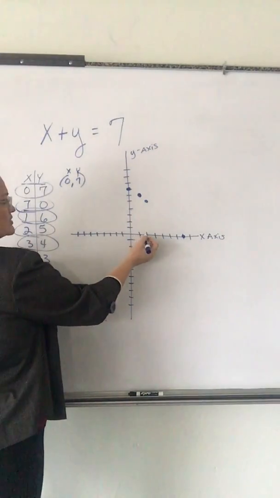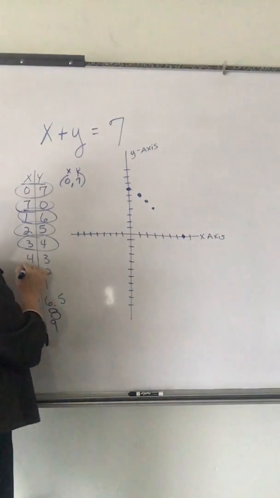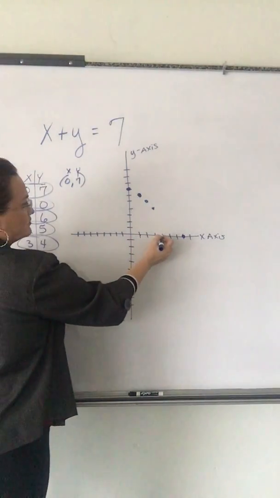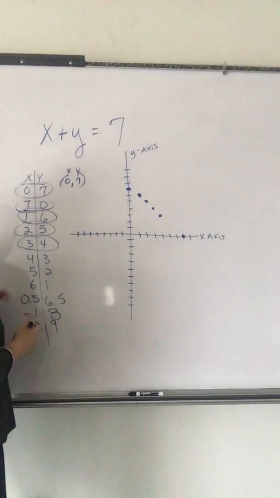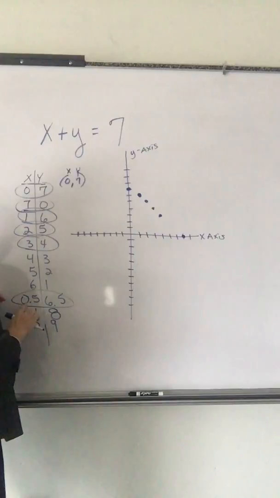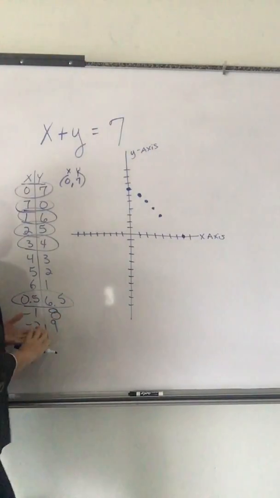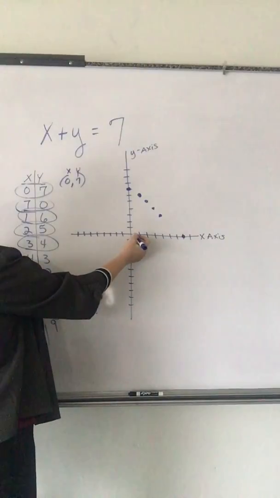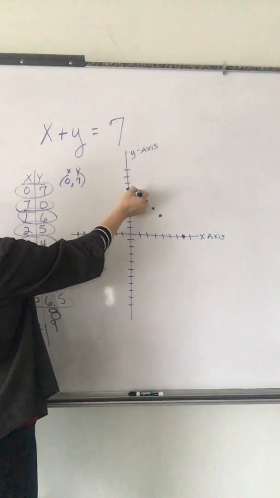3 and 4, so over 3, up 4. Again, perfect. 4 and 3: over 4, up 3. And we could keep on and on like this, plotting these points. How do you graph maybe this, a half and 6 and a half? Well, you don't have to be so precise, but we can estimate. A half would be halfway between 0 and 1, and then up 1, 2, 3, 4, 5, 6, and then a halfway up.